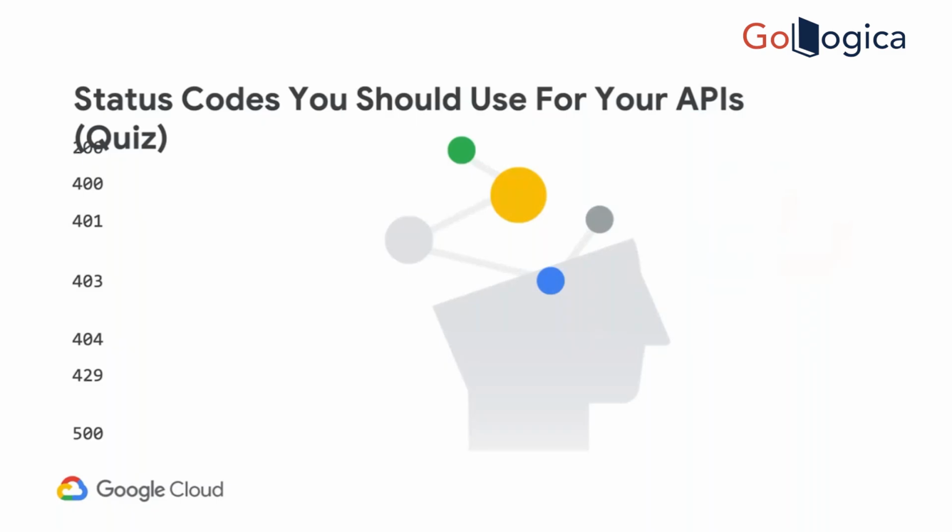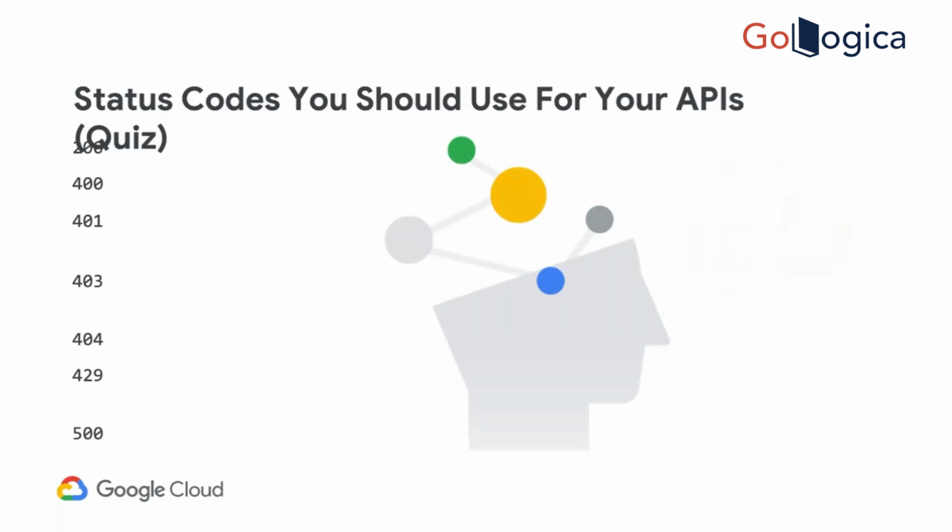Then 404 is not found, resource not found. When the resource that someone is requesting doesn't exist, like hitting the wrong URL or endpoint, you get 404. And then 429 is too many requests.